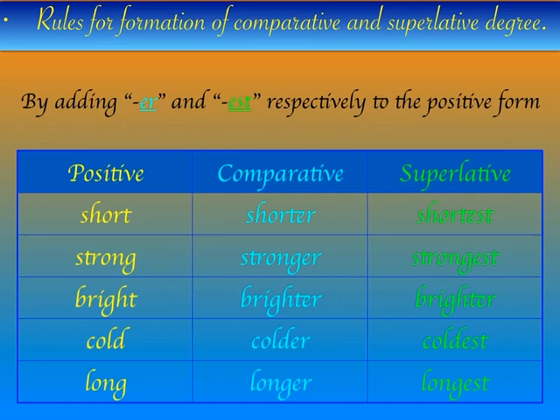So students, for most of the adjectives which are short, we normally add ER to make the comparative form of adjective and EST to form the superlative form of adjective at the end of the word. Let's see one example.